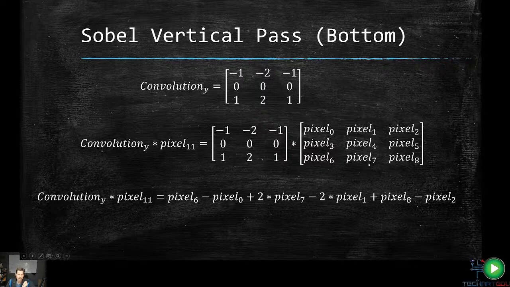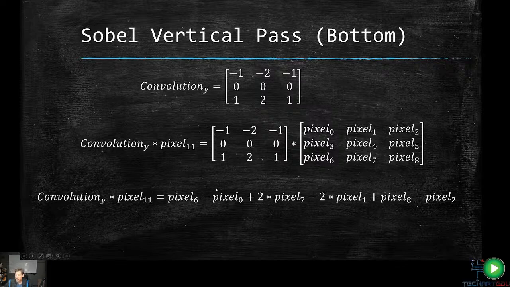We're going to get our pixel matrix with our hero pixel, pixel 4, right at the center of our 3x3 neighbors, and we're going to multiply that against our convolution matrix. And this is the convolution matrix we get. It looks real similar to the Sobel operator we created for the horizontal pass.